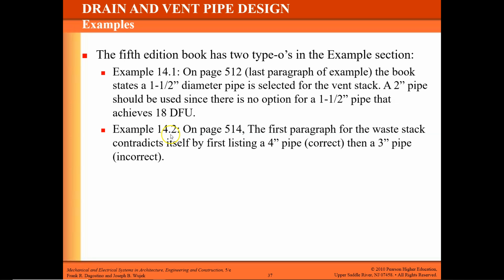And then another one on example 14.2, which I'd also encourage you to go through and look at. The first paragraph of the waste stack does contradict itself by first listing a 4-inch pipe, and that one is correct, and then it lists a 3-inch pipe, and that is incorrect. So if you want to dig that out of the book, feel free. But if you're going through and looking at the book and you got confused by that, I want to make that painfully clear that that is a typo in both those cases.